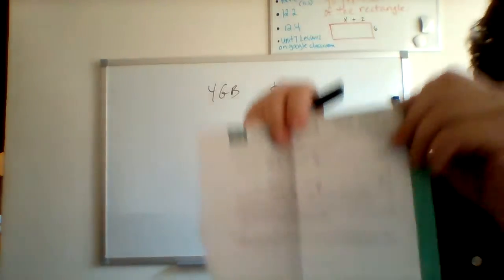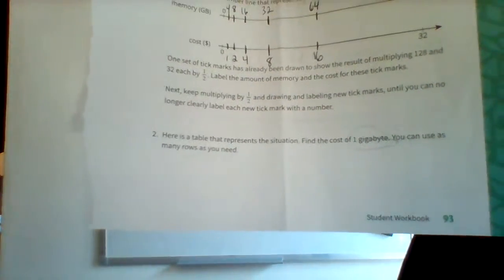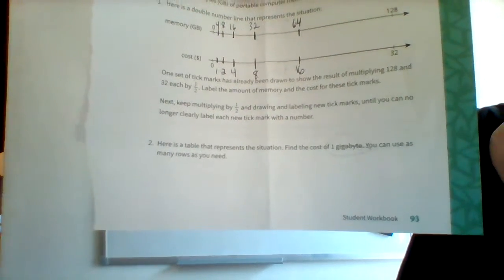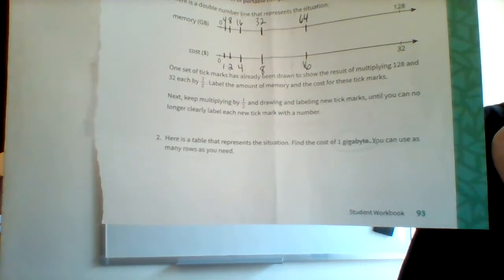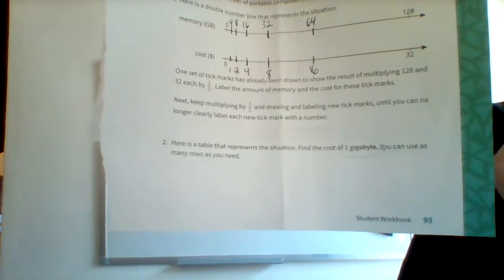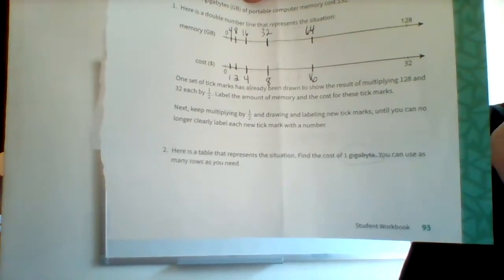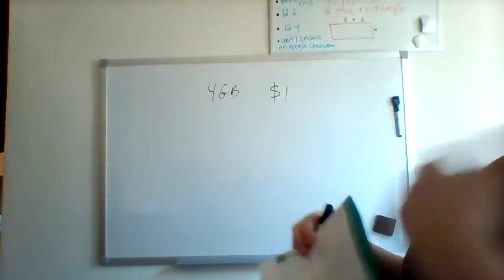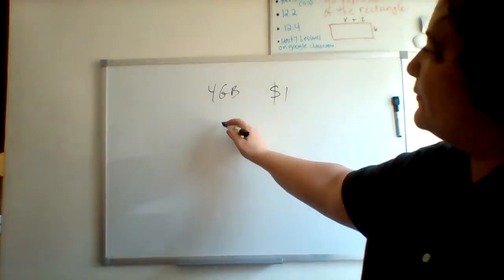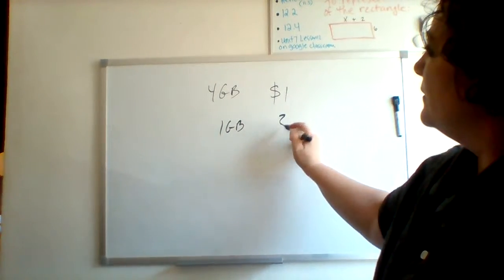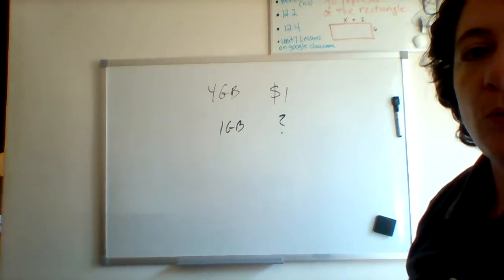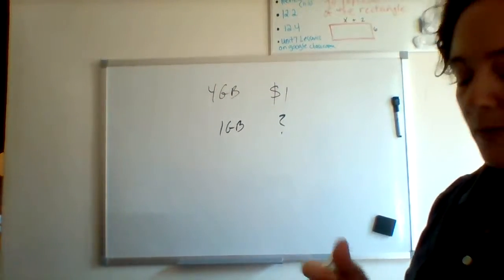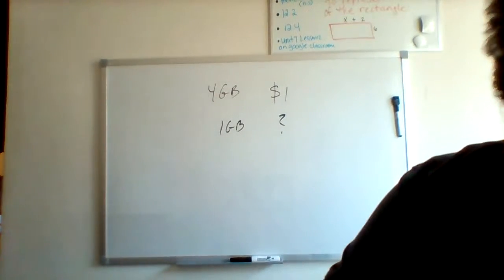Now, I want you to look down at number 2, and do we have the information to answer number 2? Are they asking how many gigabytes we could get for $1? No, right? They're actually looking for the reverse. They're looking for 1 gigabyte costs us how much, and that's what we have to figure out right now. And in order to figure that out, I believe you have to turn your page in order to view the table.